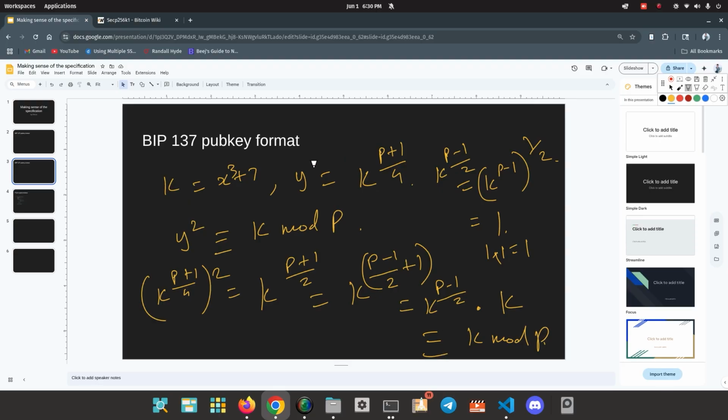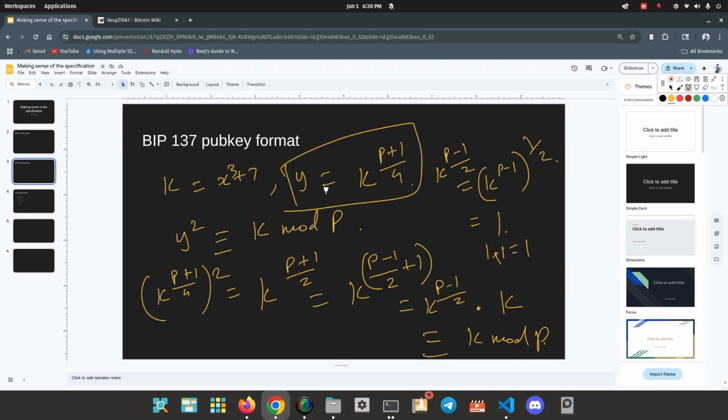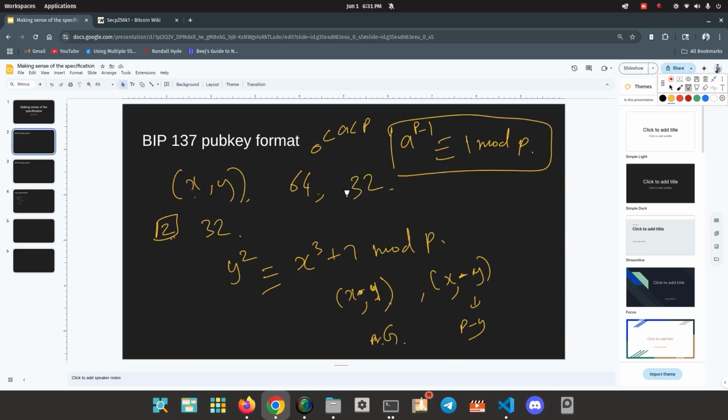So of course, this term will be congruent to k mod p. This is the square root, the solution that we are looking for. If the first byte is even, and the square root that we found using this formula is an odd number, we will choose p minus y, the result, as the correct y value for the public key. If the first byte is odd, then we will choose the odd counterpart. If the first byte is even, we will choose the even counterpart.